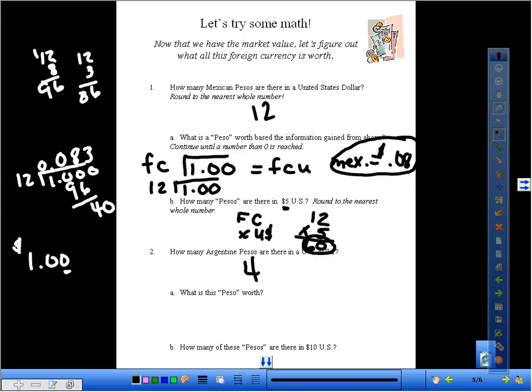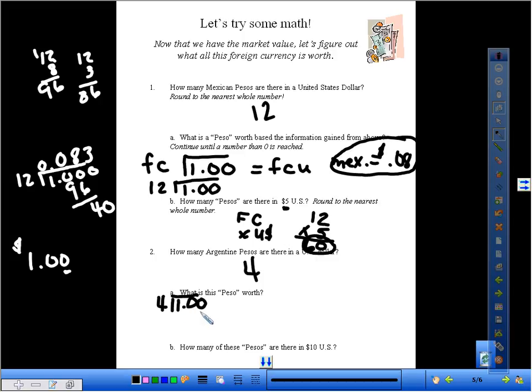And again, we're going to set up the same formula we did up above. We're going to take our foreign currency, in this case the Argentine peso, and I'm going to write 4, and I'm going to divide it into the United States dollar. And I'm not a genius or anything, but when I think of fours, I think of quarters. So how many quarters are there in a dollar? Oh my goodness. So I think right now, I'm venturing to guess it's worth 25 cents, but let's work the math out to show our work.